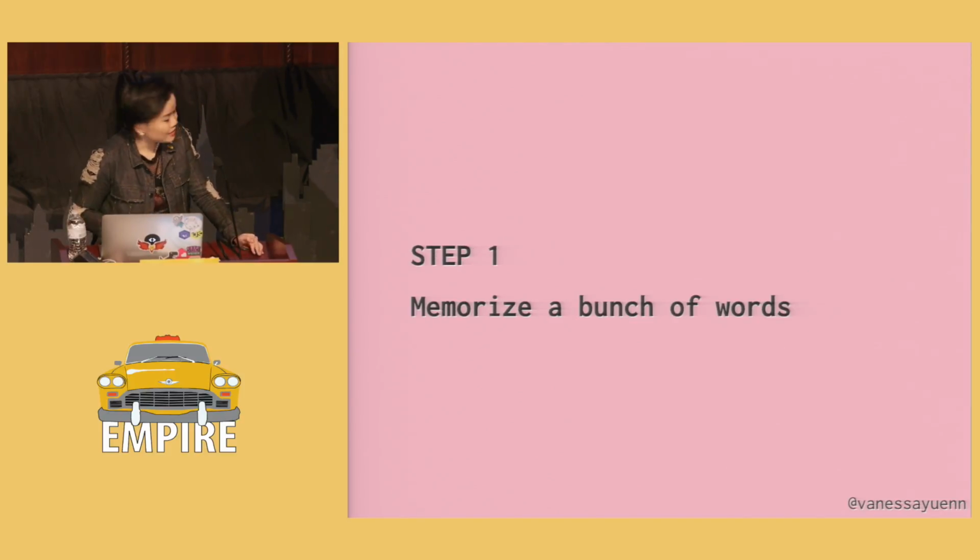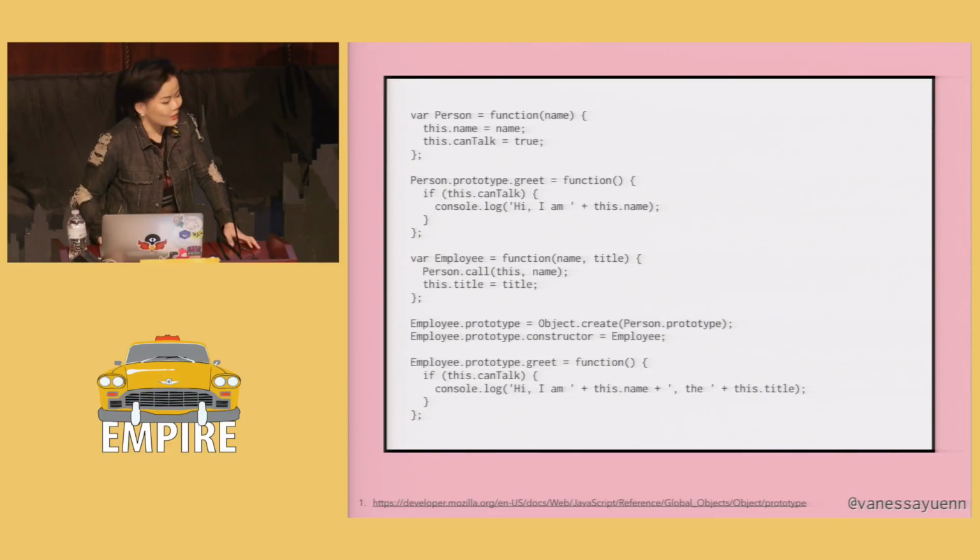So first step, memorize a bunch of words. This is a code example I took from an MDN article explaining how to use Object Prototype. If you are an English speaker, even if you are completely new to programming, you can probably still follow the logic just because you understand the words. But what if you don't? What if the word function means nothing to you, or the word constructor? To a non-English speaker, a lot of these words don't mean anything. They're just symbols that have to be memorized.